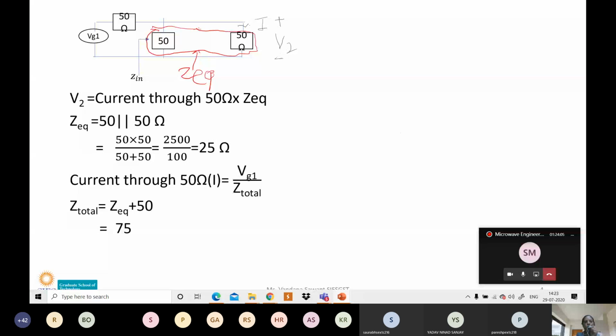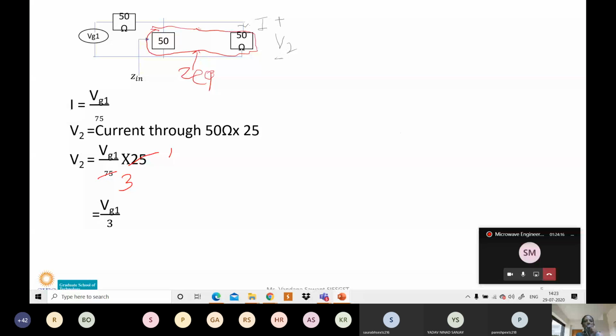Every time don't draw the circuit. I have just drawn it for reference because I'm changing the slide, but you write everything on the same page. So every time there is no need to draw the circuit.